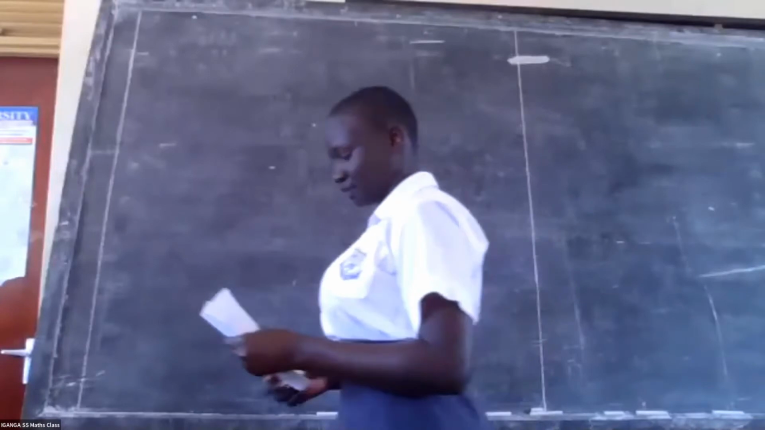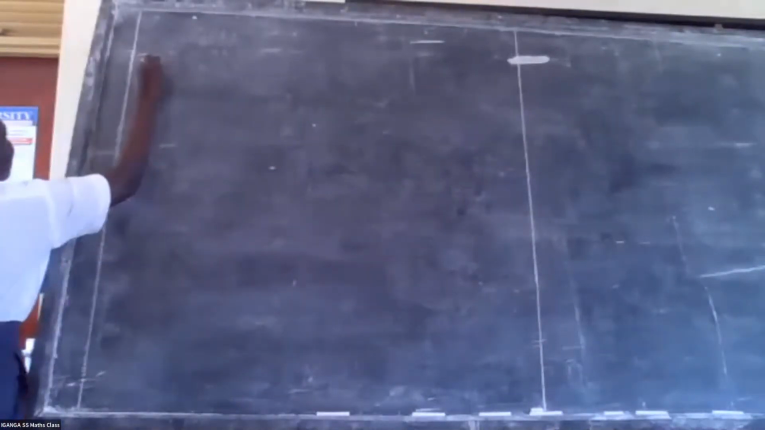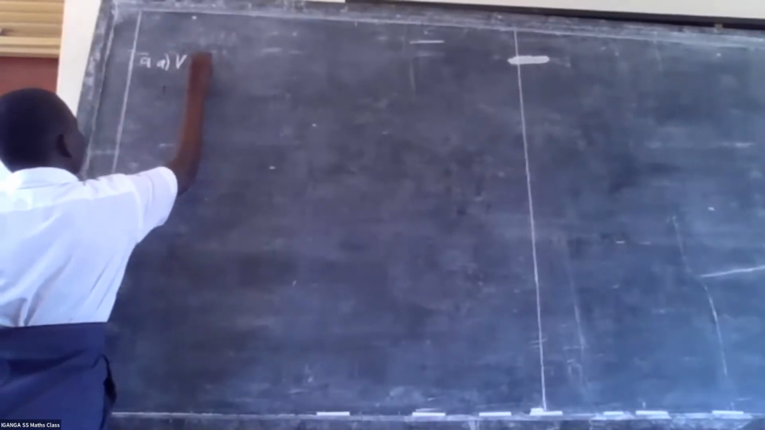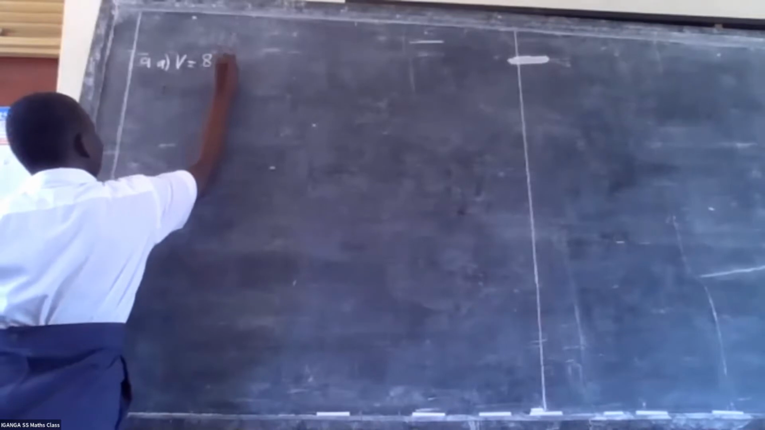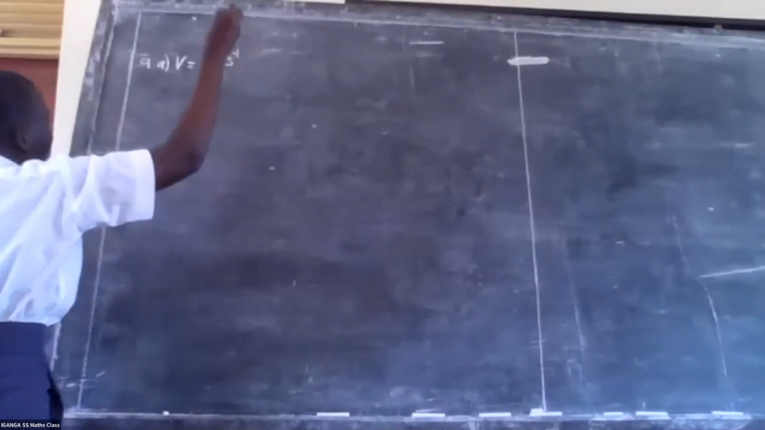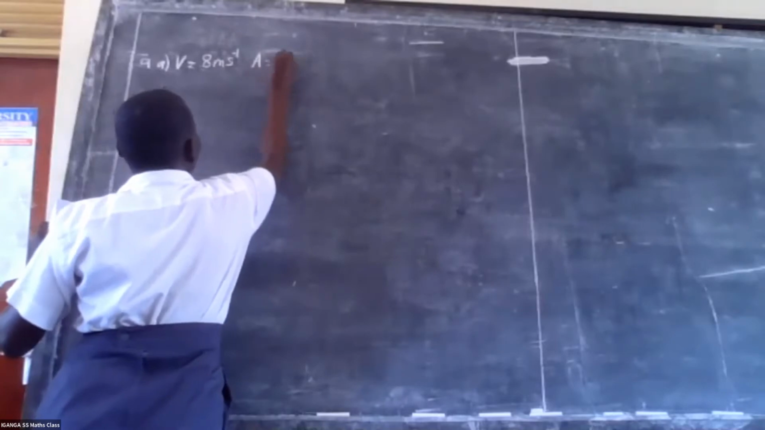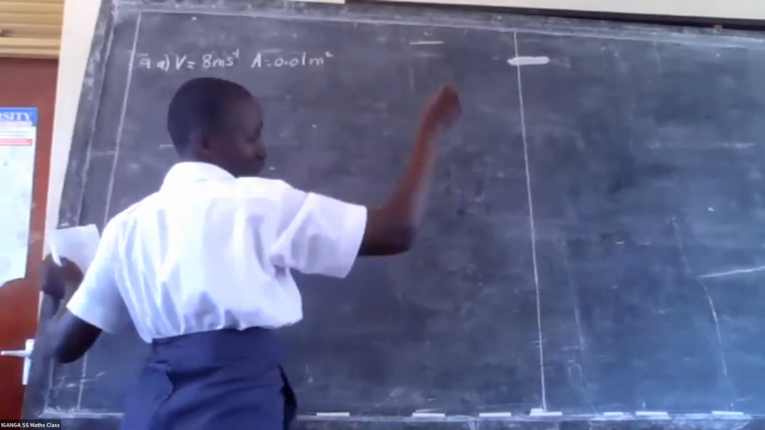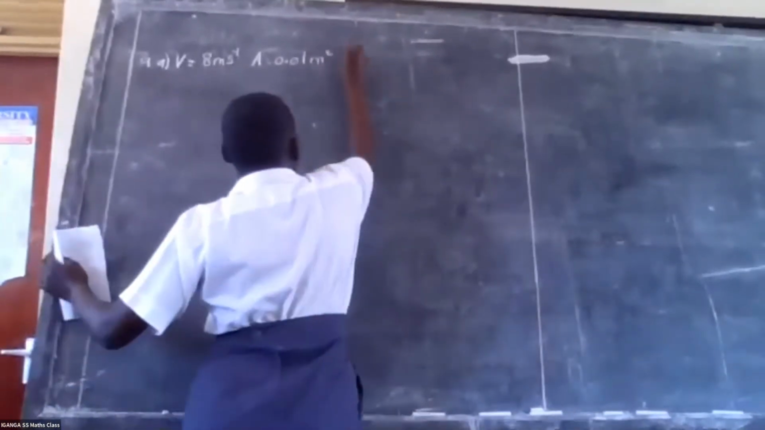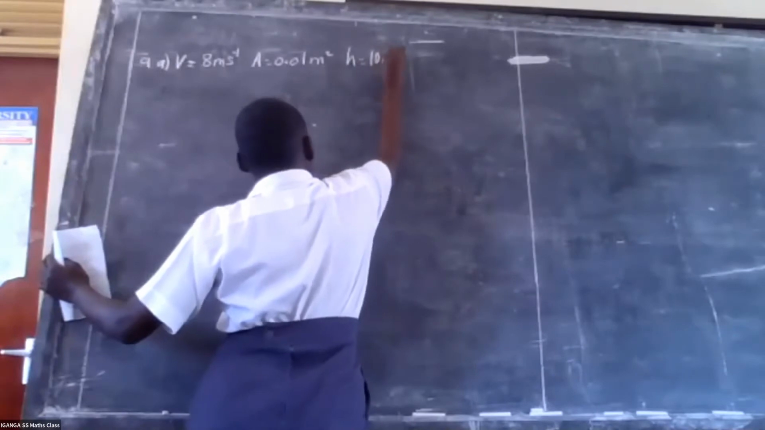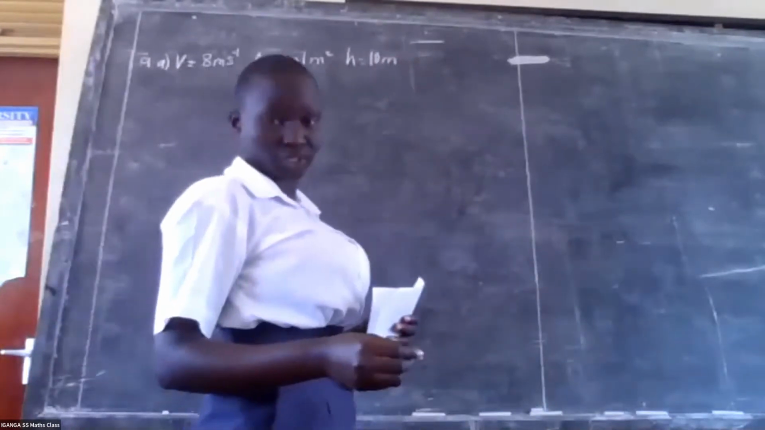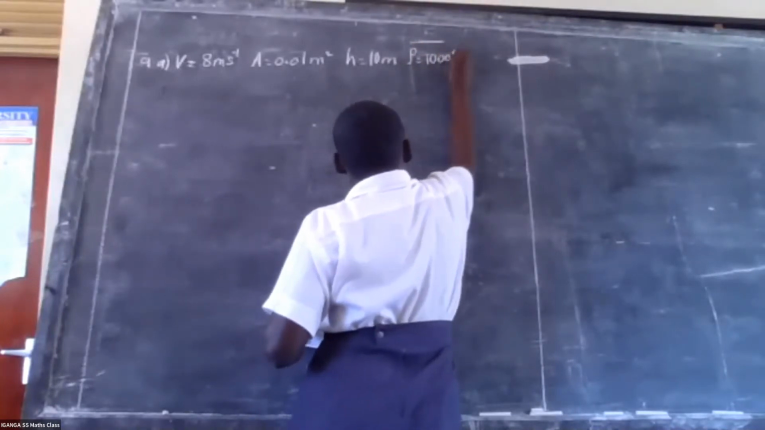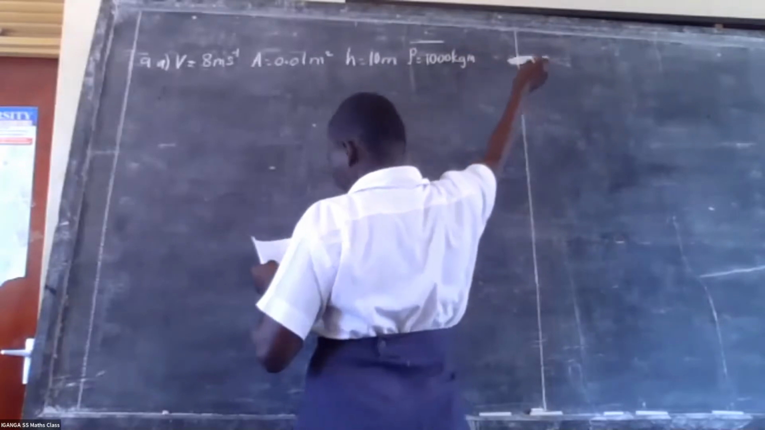So in number 9A, we're given the speed, which is V, 8 meters per second. We're given the area at 0.01 meter squared. We're also given the distance, which we make H, so our H equals 10 meters. And then we also have the density of water, which is equal to 1,000 kilograms per meter cubed.